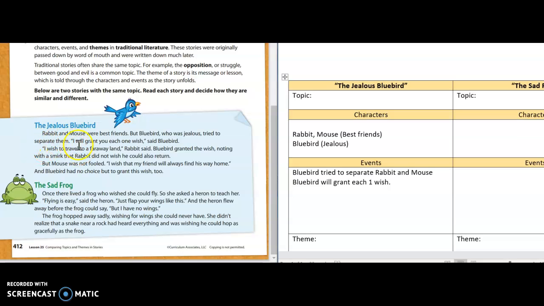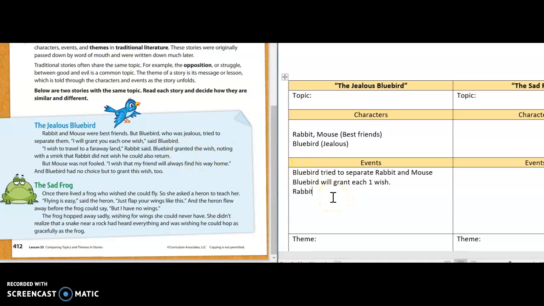"I wish to travel to a faraway land," Rabbit said. Bluebird granted the wish, noting with a smirk that Rabbit did not wish he could also return. Uh-oh.